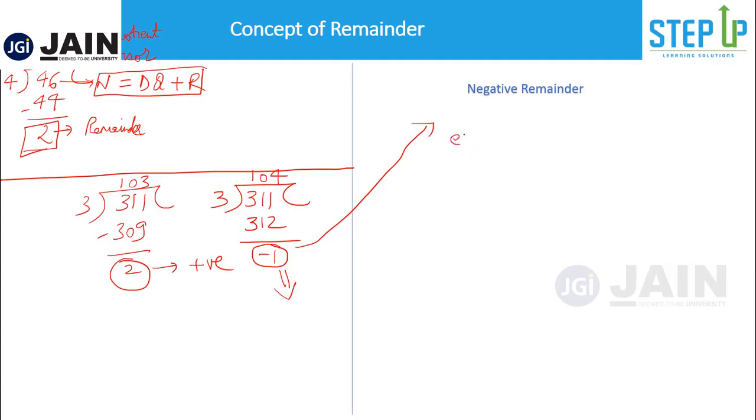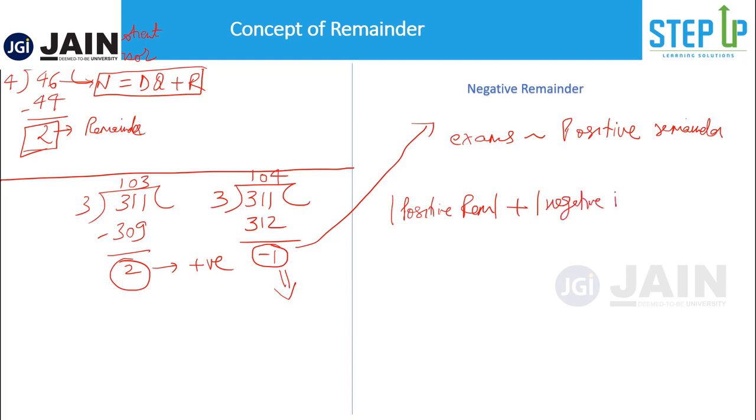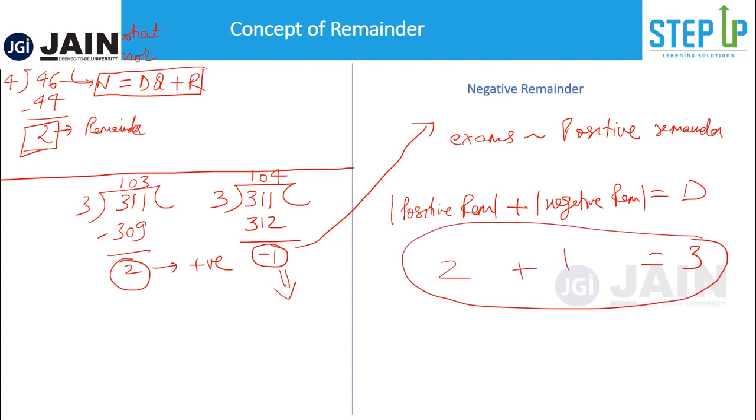Negative remainder is nothing but -1. But in exams we always deal with a positive remainder. Even if you come up with a negative remainder, you can always say that the modulus of the positive remainder plus the modulus of the negative remainder would always be equal to your divisor. In this case our divisor was 3, so let's check if this is true. Positive remainder was 2 and your negative remainder modulus would be 1. That means this would always be true. So this is the concept of negative remainder.